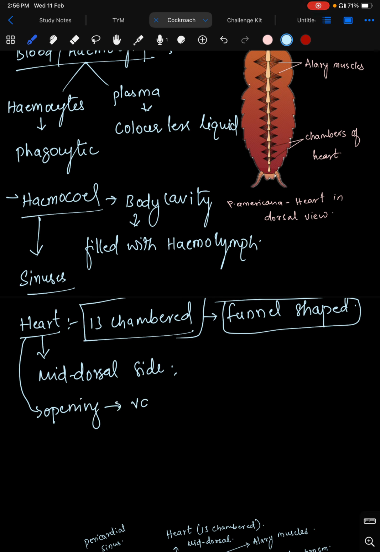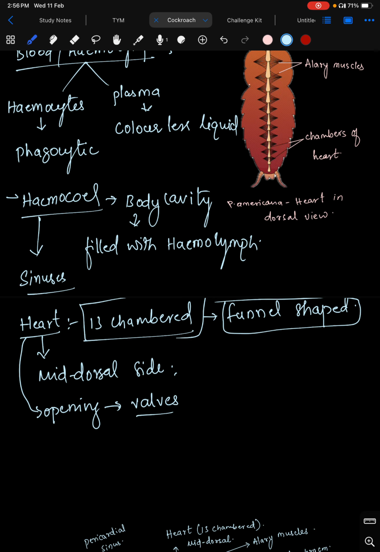Openings which are guarded with the help of valves. Each and every chamber of the heart is connected with the help of openings, and these openings are guarded with the help of valves. They will prevent the backflow of blood. How it works, we will see later.